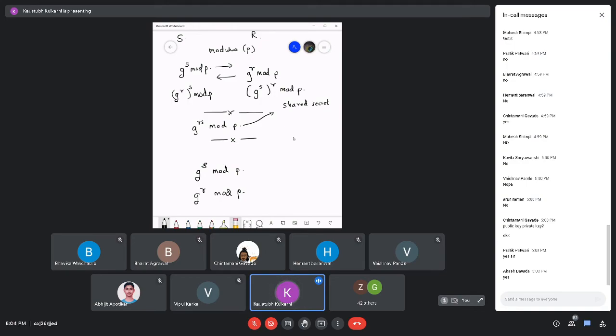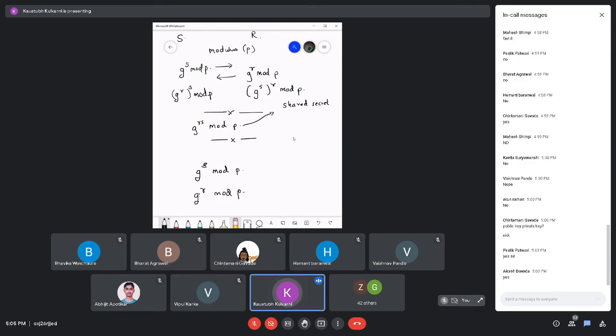So the question is, if I have g raised to s, a number... I'll just tell it. If the attacker wants to find s, first of all, these are only small numbers that we're dealing with for our learning purpose. Normally p is a very large prime number.